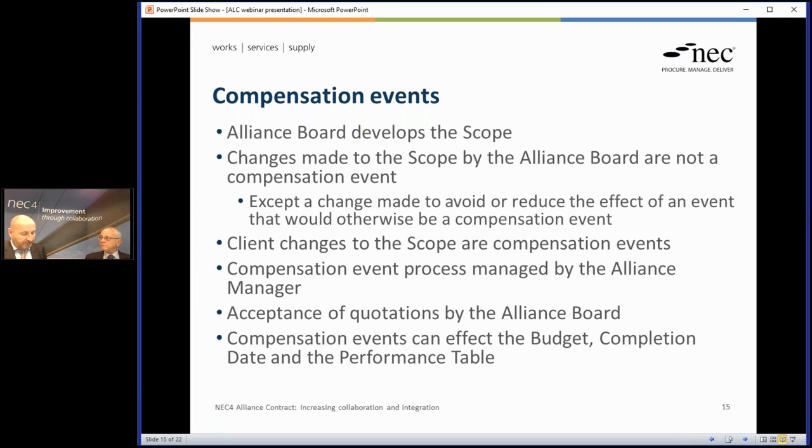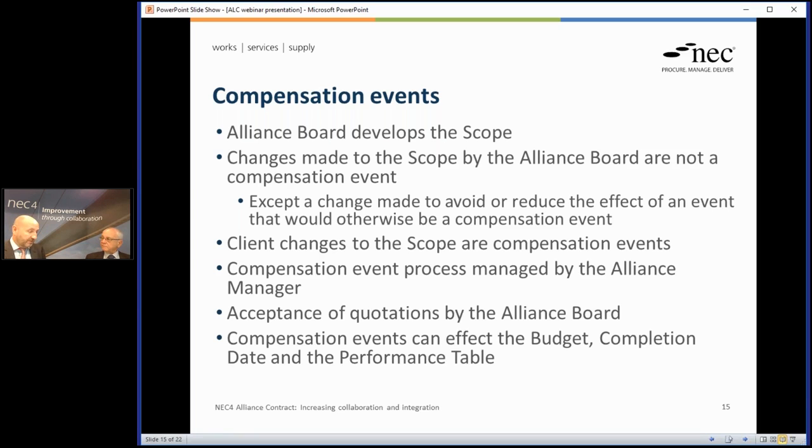In terms of the process around it, again, reflecting the nature of the Alliance, it's the Alliance manager who assesses the compensation events, who produces the quotations, and it's the Alliance board who then reviews that and accepts it. Not the client by themselves. Not the client. The client doesn't have a distinct role in this, but of course, the client is part of the Alliance board. They have a vote, as do the others.